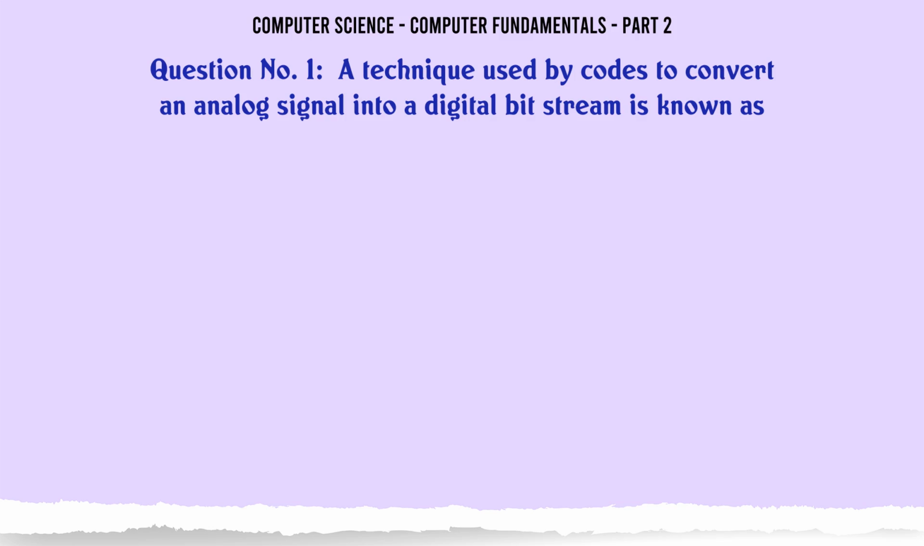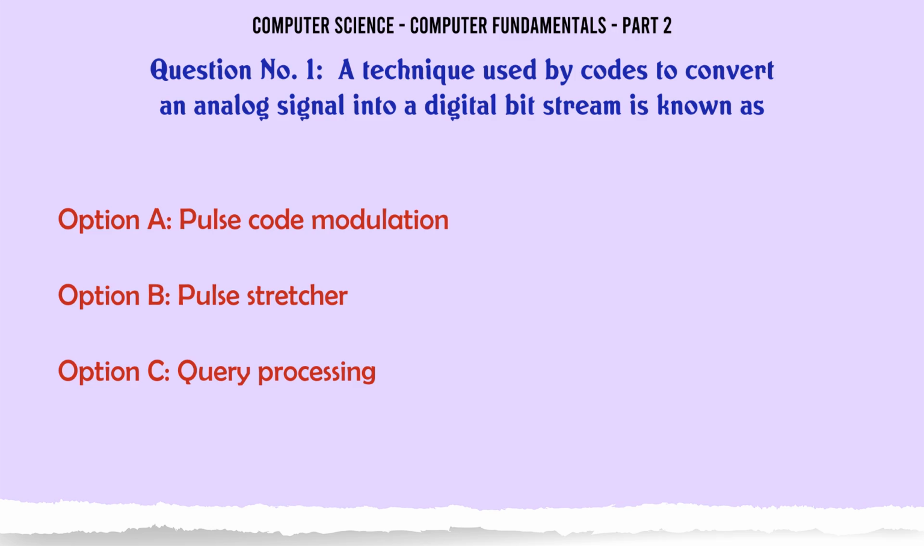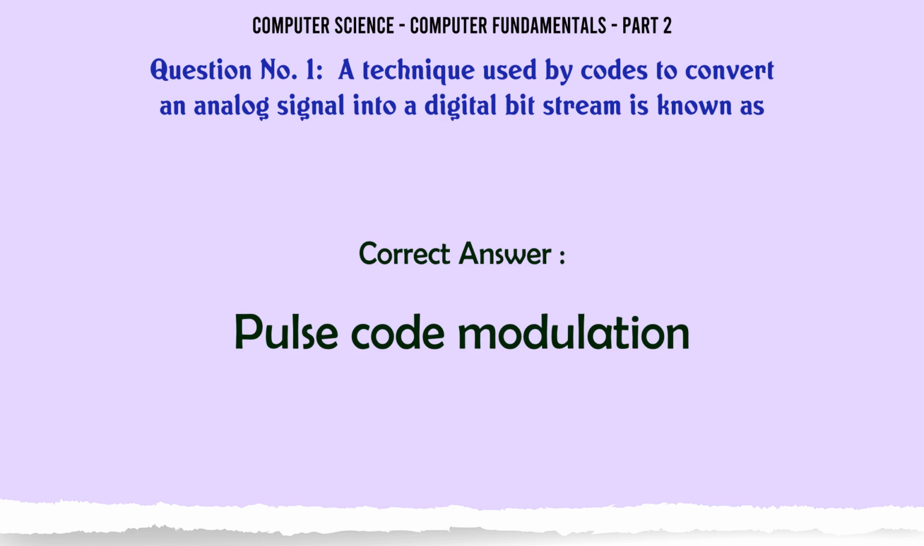A technique used by codecs to convert an analog signal into a digital bit stream is known as: A. Pulse code modulation, B. Pulse stretcher, C. Query processing, D. Queue management. The correct answer is pulse code modulation.